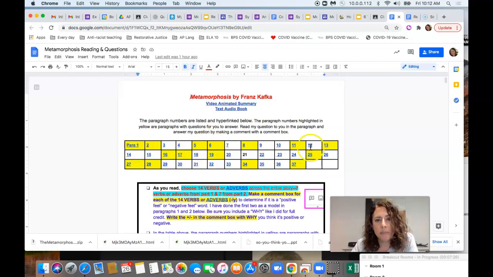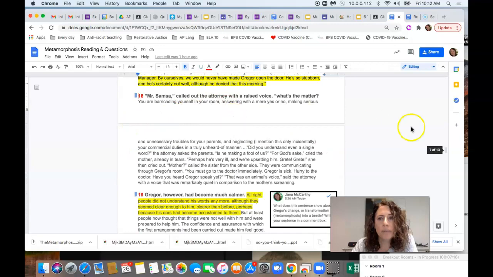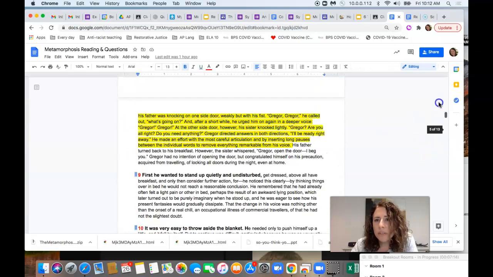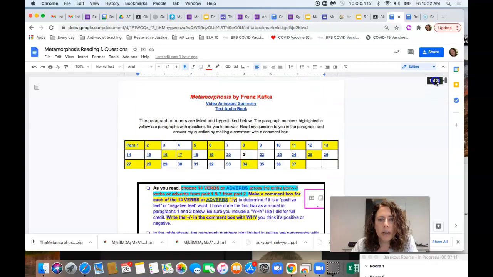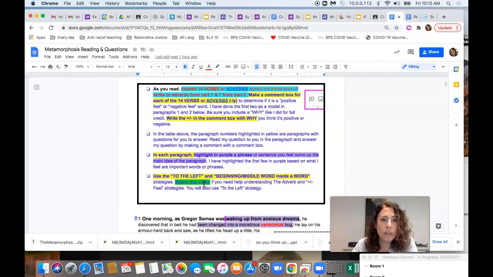But I have organized the paragraphs at the top here in this grid. If you click on any of the numbers, it'll bring you to the actual paragraph, so it's a little bit easier to maneuver and get through. The boxes are shaded in yellow because those are the paragraphs that contain a question that you have to answer.